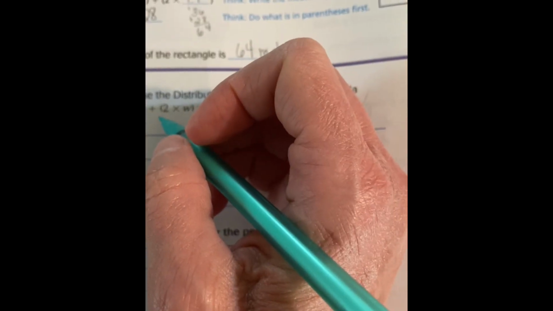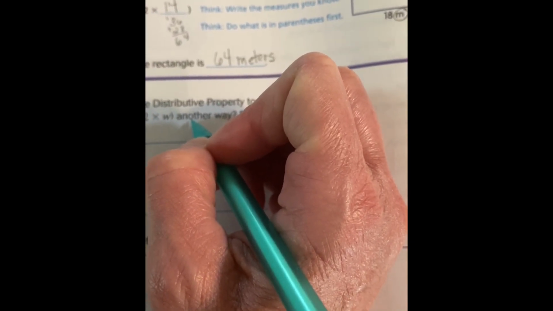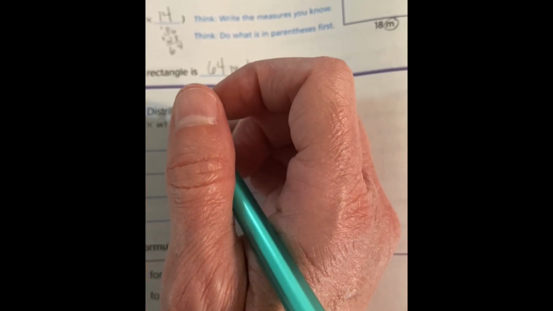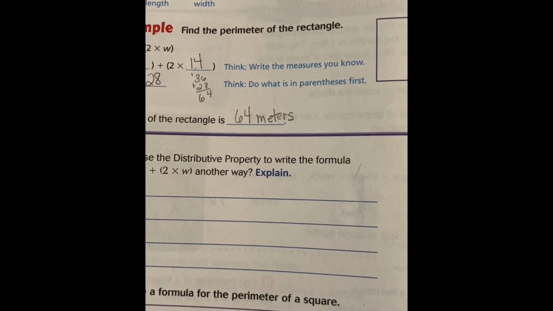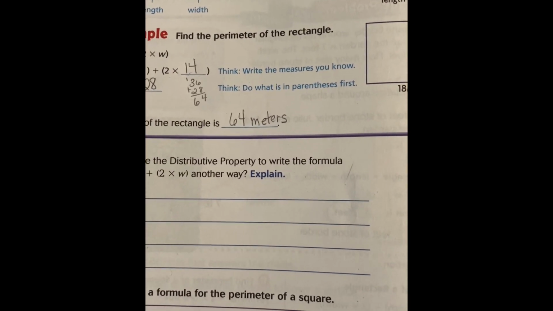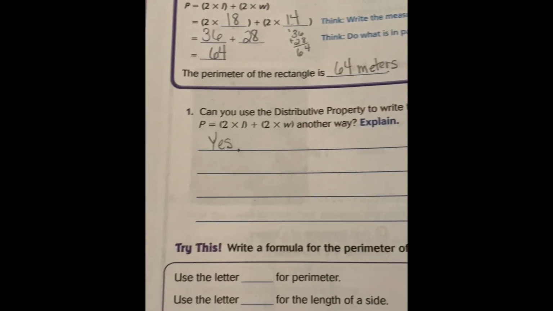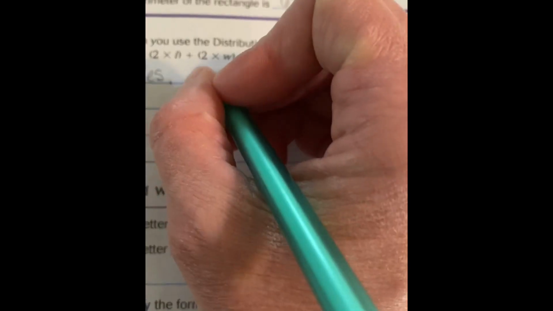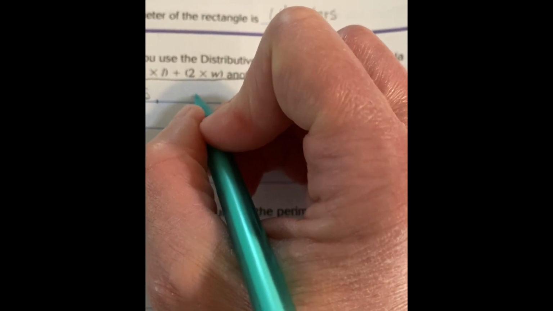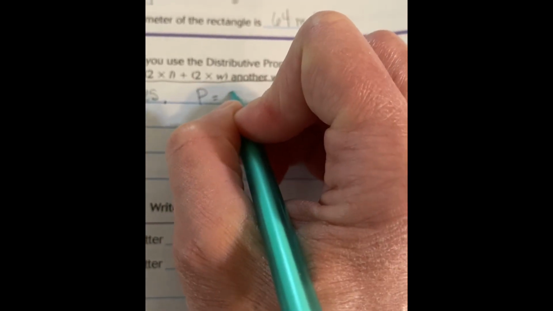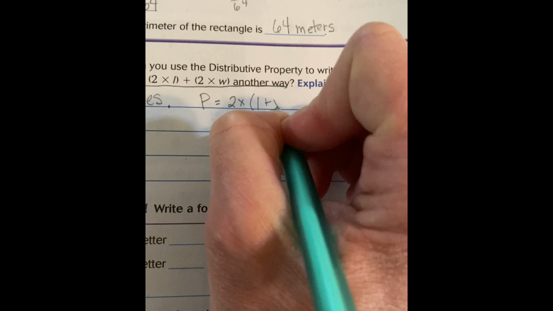I can use the distributive property to write this formula, because 2 times the sum of the length and the width is the same as 2 times the length plus 2 times the width. So we can write this a whole different way. Instead of doing this, we could do perimeter equals 2 times length plus width.